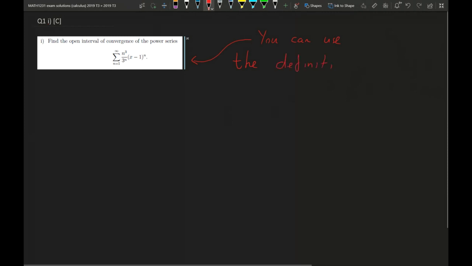So you can use the definition of radius of convergence. But if you read the proof, you'll see that the radius of convergence just comes from applying the ratio test for a power series. So I'm just actually going to start a bit more basic and say, let's apply the ratio test. So first things first, I need some notation. So I'm going to let a_k be the expression here. It's going to be n cubed over 3 to the power of n and x minus 1 to the power of n.